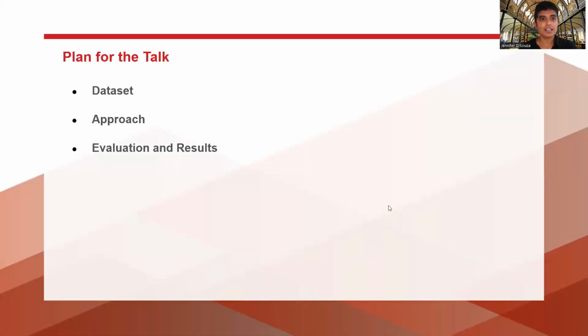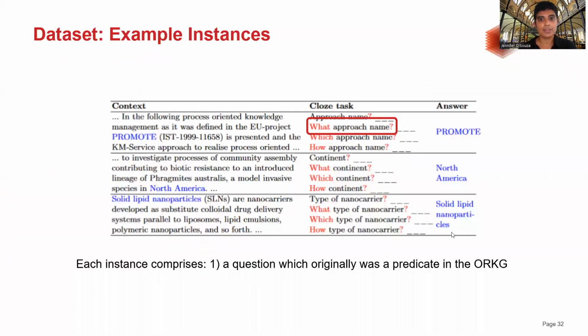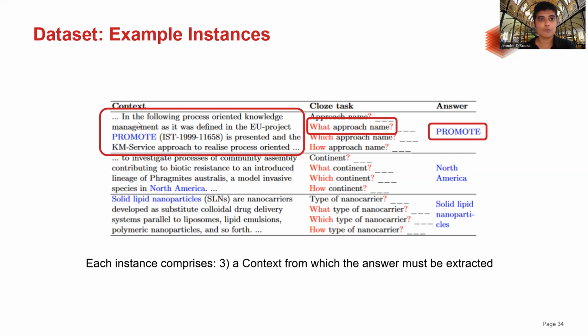So given the task definition in place, the plan for the rest of the talk is to introduce our dataset, approach, evaluation, and results. So let's start with the dataset. On this slide, you see some example instances from our dataset. Each instance comprises a question, which was originally a predicate in the ORKG, an answer, which was originally an object in the ORKG, and a context from which the answer must be extracted.